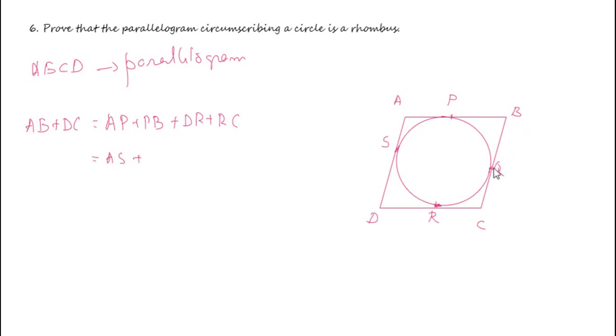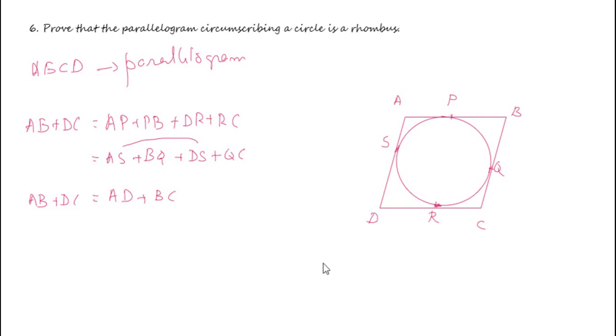I'll replace PB with BQ, plus DR I'll replace with DS and RC with QC. Now AS plus DS is nothing but AD, plus BQ plus QC, that is BC. Now we have AB plus DC equal to AD plus BC.